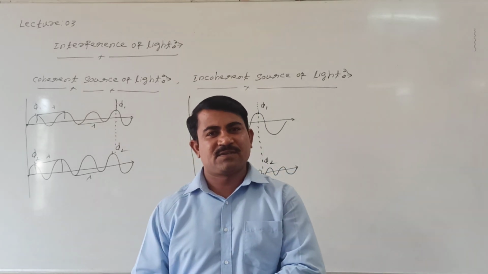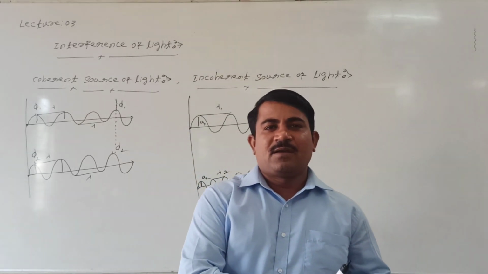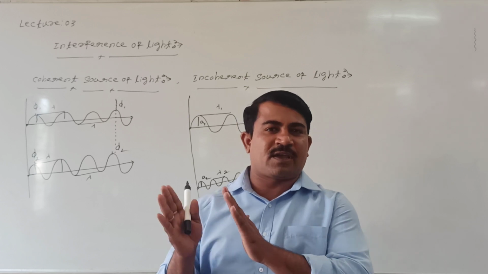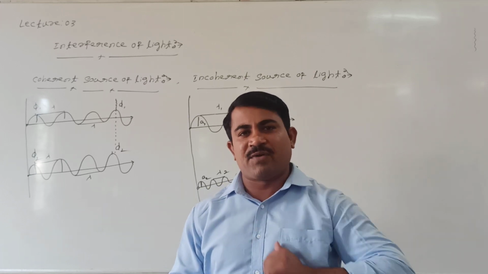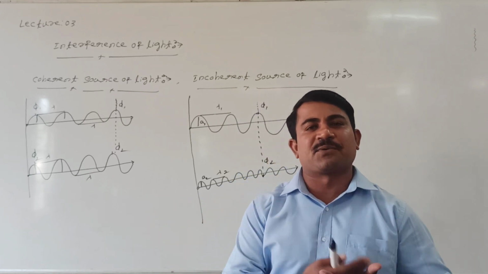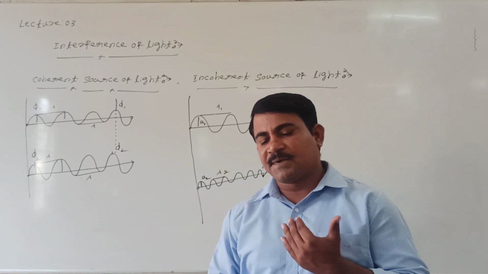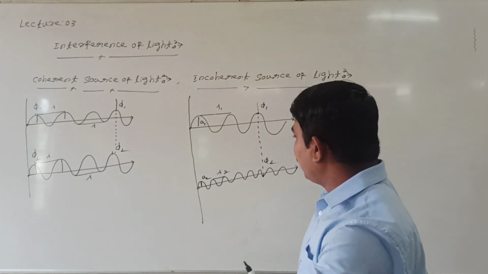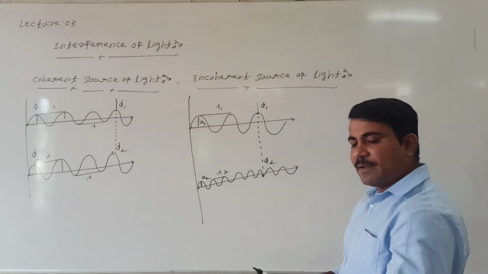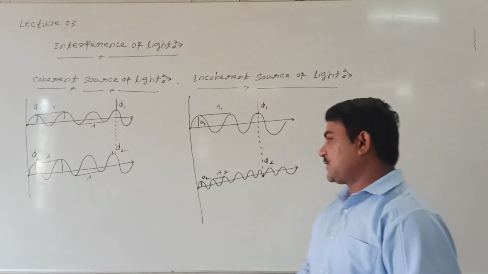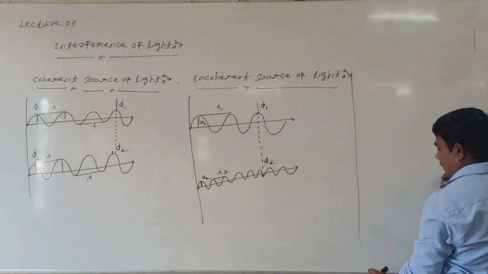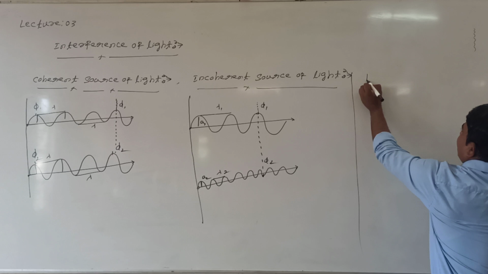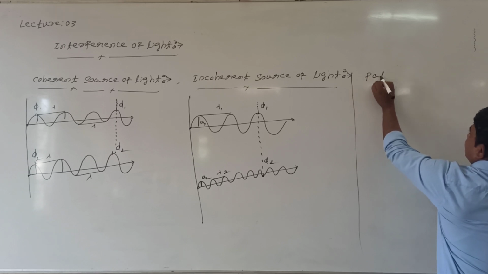Different phase difference. So, incoherent means any source of light which emits waves of different amplitude, different wavelength, along with different phase difference; those we call incoherent sources of light. After this, we need to understand one more concept that we call path difference and phase difference.